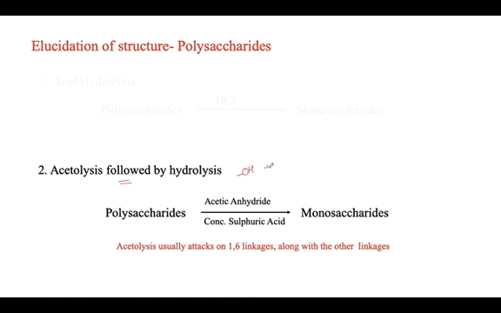acetic anhydride, and we are getting an acylated molecule, OAc. When this OAc is followed by treatment with sulfuric acid, we are getting the monosaccharide. So again we say that there is the hydrolysis of the glycosidic linkages. So we have a glycosidic linkage, and that linkage is hydrolyzed to get the monosaccharides.